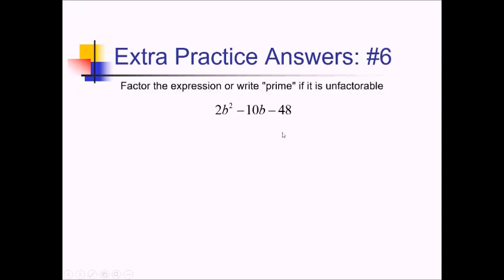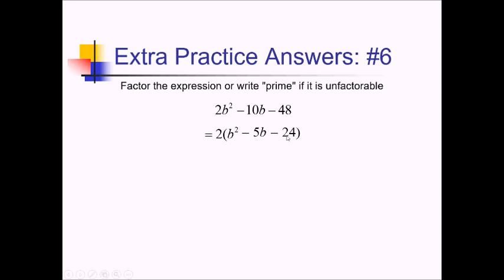For this trinomial, I have an a value up front that is not 1. So let me try taking out a common factor. Looks like these are all divisible by 2. So if I take a 2 out of everything, that leaves me with b squared minus 5b minus 24. And at this point, since the stuff inside has a squared coefficient of 1, I can just use my old method of factoring. So let me just find factors of negative 24 that add up to negative 5.